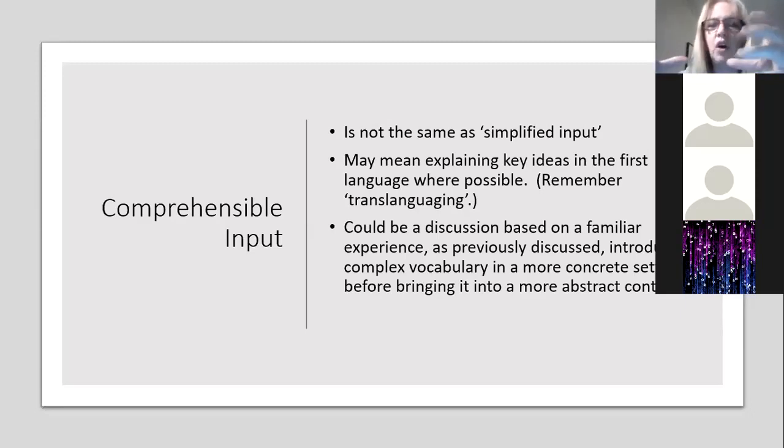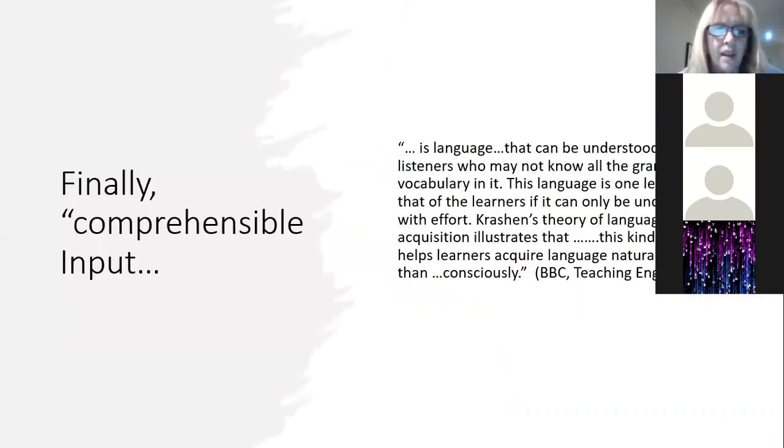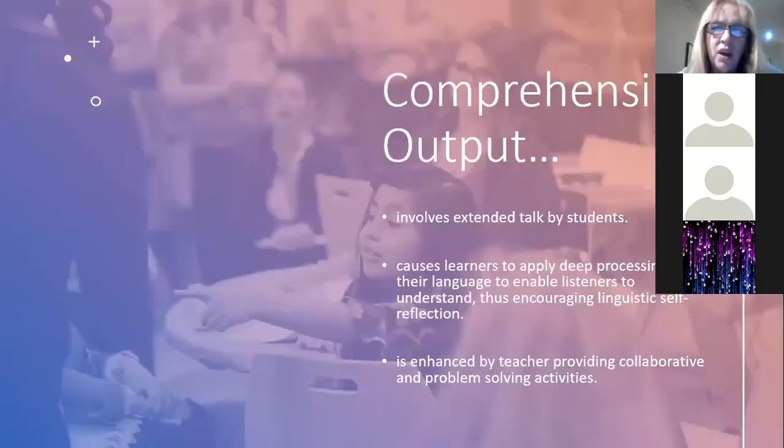Yeah, so we've still got the complex concept, as you said, but maybe we're saying it in different ways, maybe trying to bring it in different languages. I'm looking at different ways to present it. We're not actually compromising what we want to say. Comprehensible input, lots of visuals, and other things. Okay. Comprehensible input is language that can be understood. Okay, we looked at that. Comprehensible output, extended talk by students.